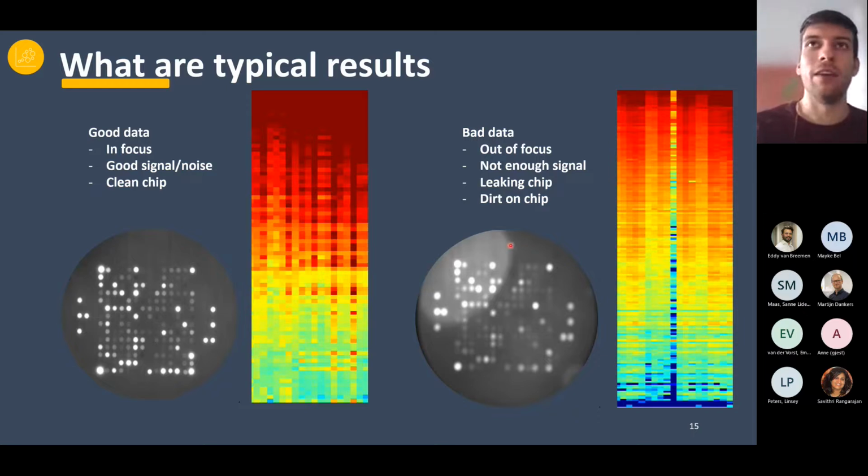On the flip side, we have bad data. This is an example of a chip that isn't in focus. This can happen due to slippage of the measurements, but it can also happen due to a leaking chip. Sometimes it can also be dirt on the chip, which is obscuring some of these spots. Overall, all sorts of things can go wrong.